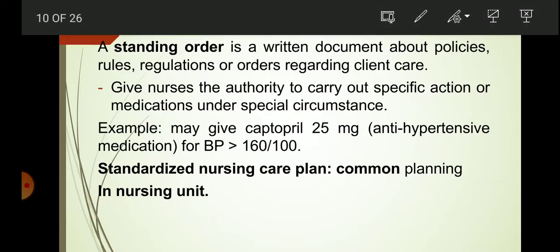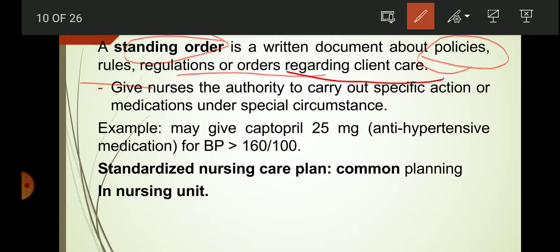Okay, now, don't forget this term, standing order. Okay, what is a standing order? A standing order is a written document about policies, rules, regulations, or orders regarding client care. It gives nurses the authority to carry out specific actions or medications under special circumstances. Because there are doctors, especially for patients who are suffering from hypertension, like for example, a patient who has a previous seizure condition.